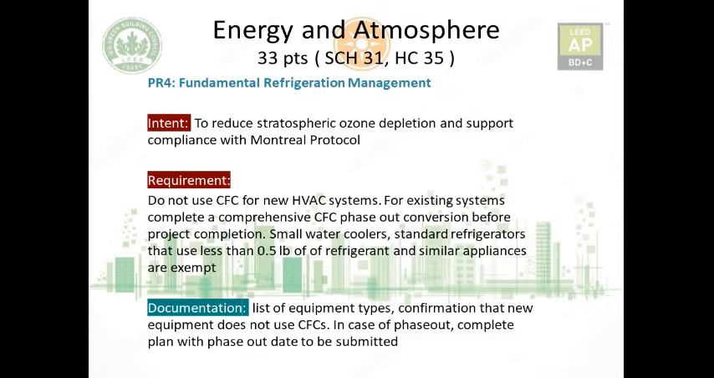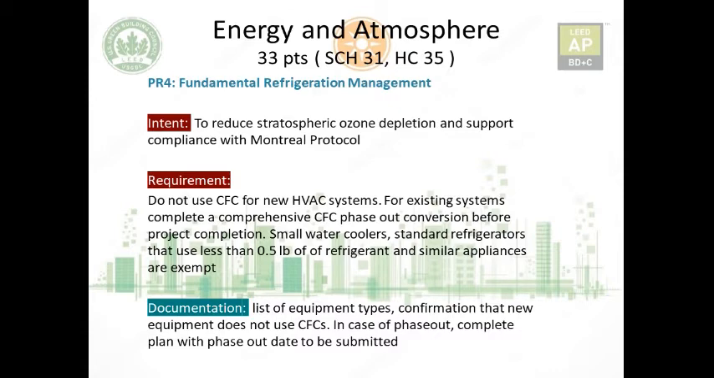The requirement for this prerequisite is that you cannot use CFCs or chlorofluorocarbons for new HVAC system. It is banned under Montreal Protocol and it's not acceptable. And if you are going for any major renovation project in which the equipment is installed which use CFCs, you have to have a phase out plan, and it should be dated that you would stop using any system that use CFCs by that date.